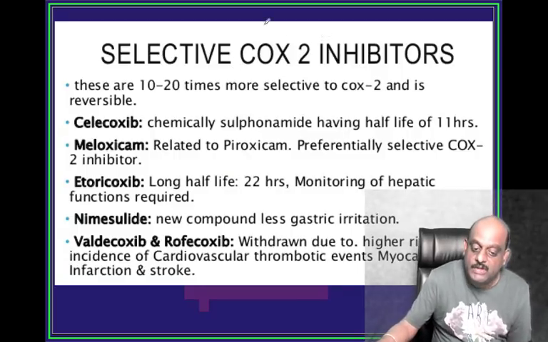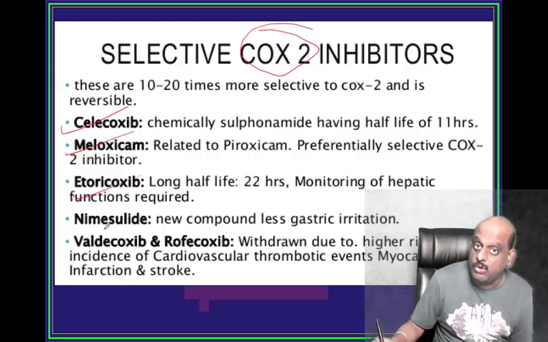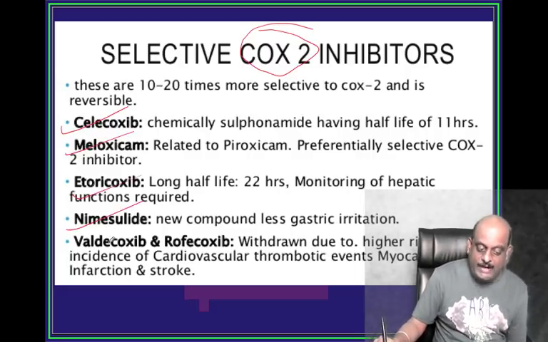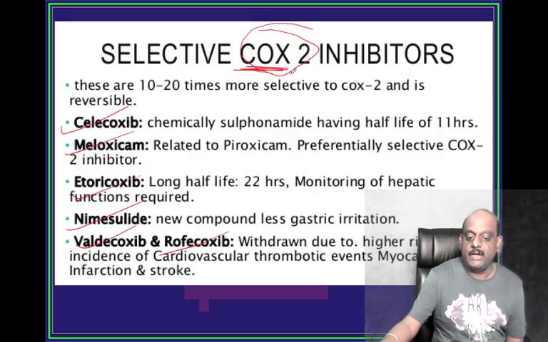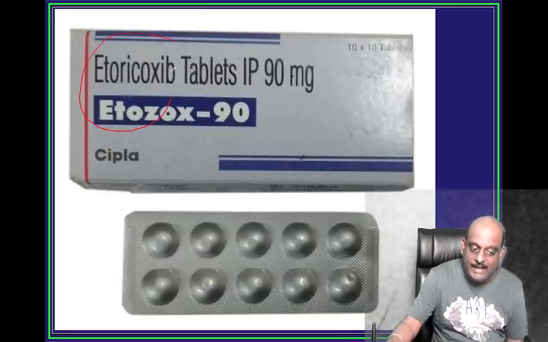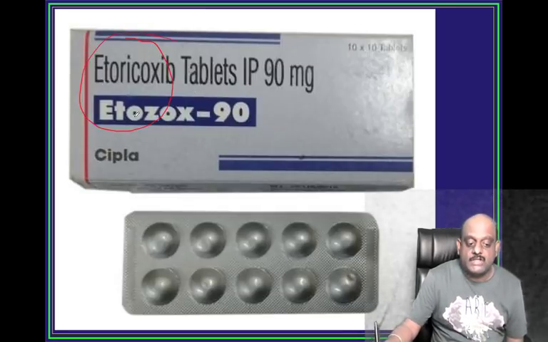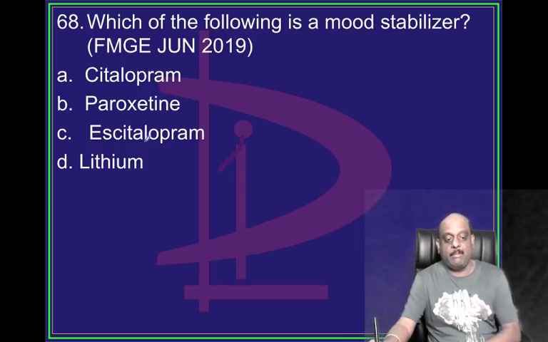So, selective COX-2 inhibitors are celecoxib, meloxicam, etoricoxib, nimesulide, valdecoxib, rofecoxib. They are all selective COX-2 inhibitors, is what you need to remember. So, this is the etoricoxib tablet, which is COX-2, is what you should remember.